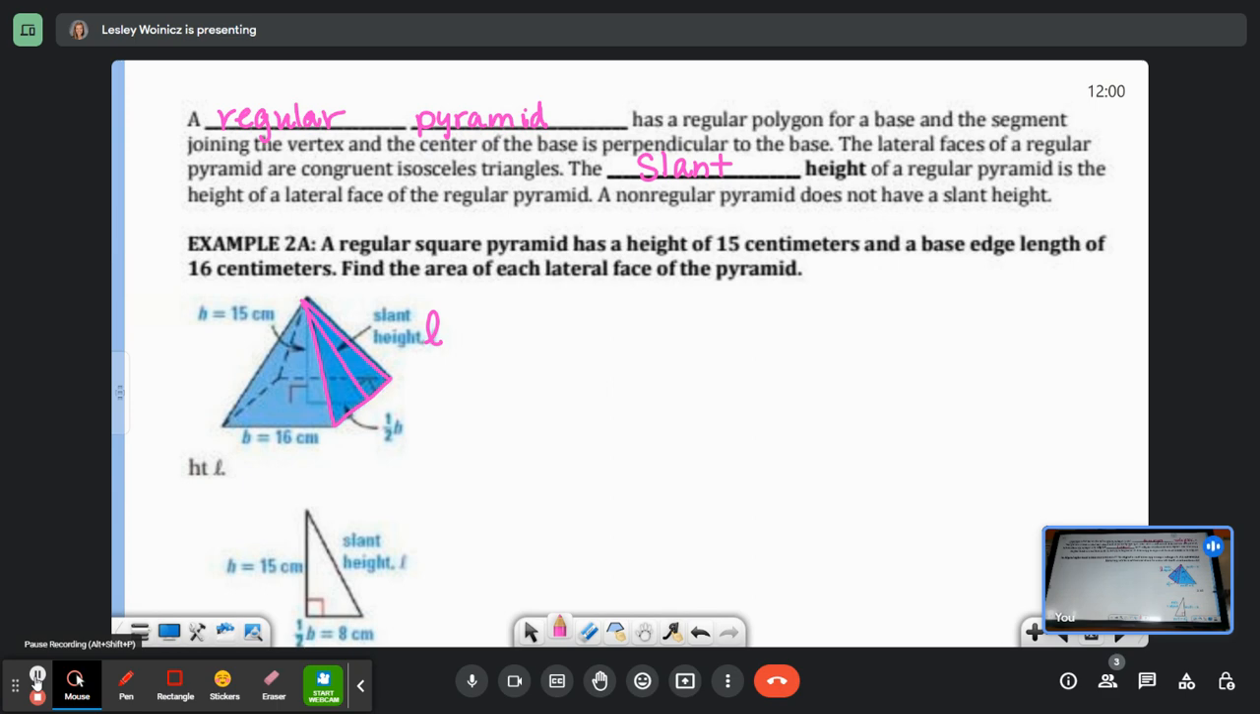Is this part of the same problem? Oh my gosh.